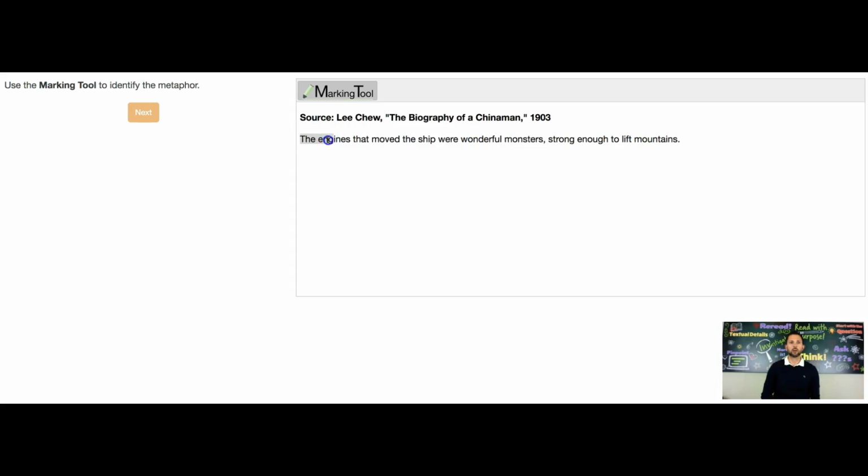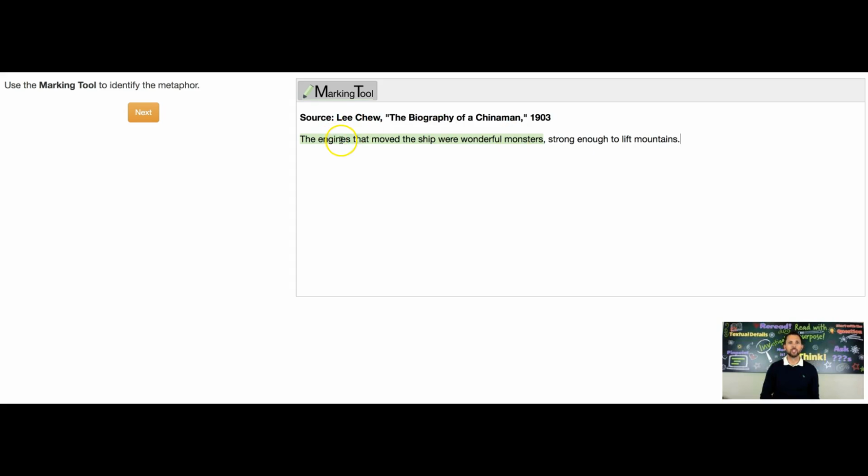So I'm going to go ahead and mark this as the metaphor. And it's important that we don't mark the whole sentence, because the whole piece is not the metaphor. The metaphor is the engine being compared to the monsters. Yes, it does say that they're strong enough to lift mountains, but the strong enough to lift mountains is the description or the modifier of monsters. This is modifying monsters, but it's not part of the metaphor.